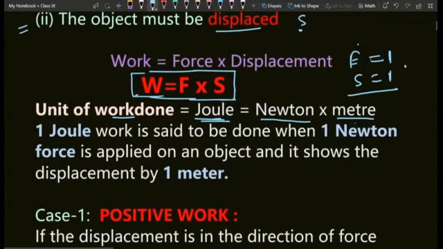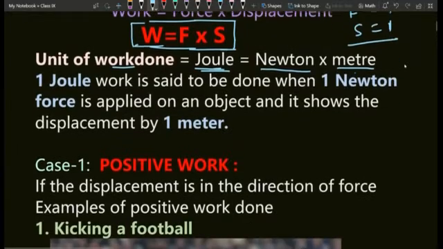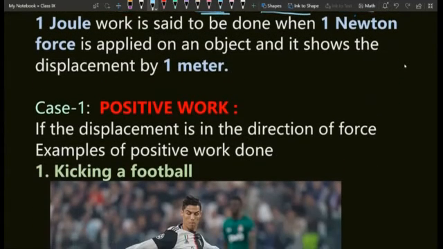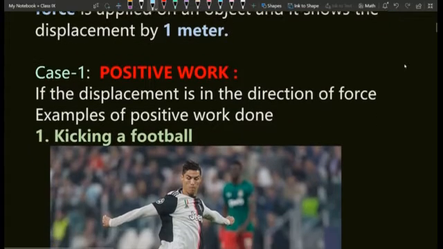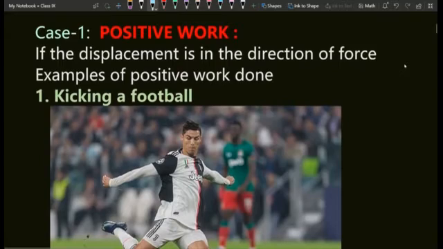Now there are 3 different cases in terms of work. First one is positive, second one is negative, and third one is zero work. So we will see each one by one. All these 3 cases are just dependent on the direction of force and direction of displacement.